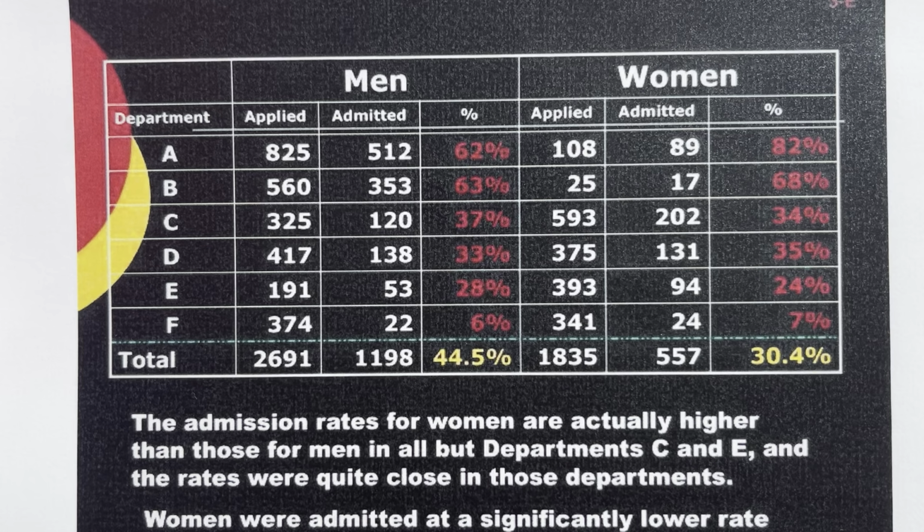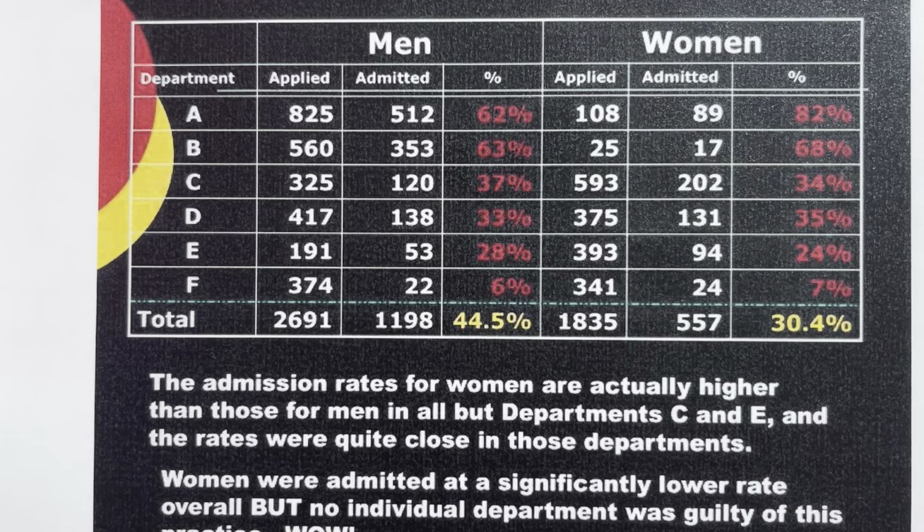So within the departments, there was no real discrimination against women. Okay. Department A was a lot higher, B a little bit higher, D slightly higher, and F slightly higher, about the same, but slightly higher. And for C and E that accepted a higher percentage of men, it was only slightly higher as well.